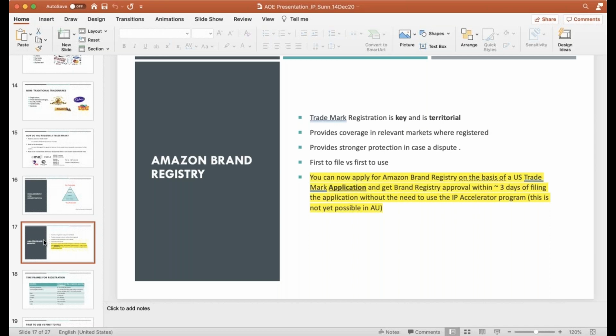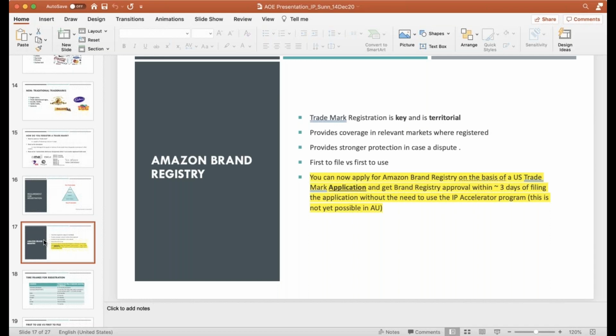But the thing to note here is the big highlighted yellow section. Typically, Amazon brand registry used to only be available if you had a registered trademark, which sort of sucked in Australia because there was no way to really fast track your Australian registration.